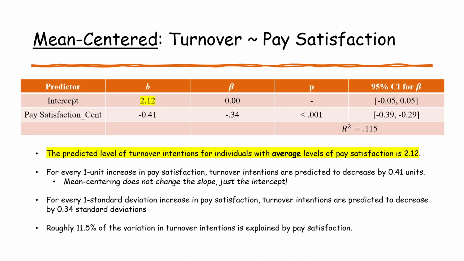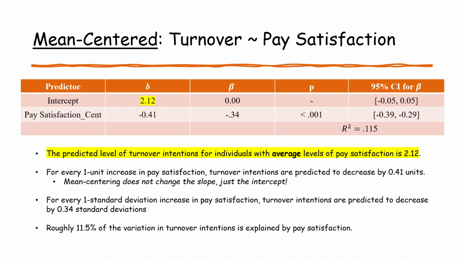Okay, so we see right here that this is the raw estimate for our intercept, and what this tells us is that the predicted level of turnover intentions for individuals with average levels of pay satisfaction is 2.12. Now the reason that this changed is because remember, our intercept always tells us the predicted level of our outcome measure when our predictors are set to 0.